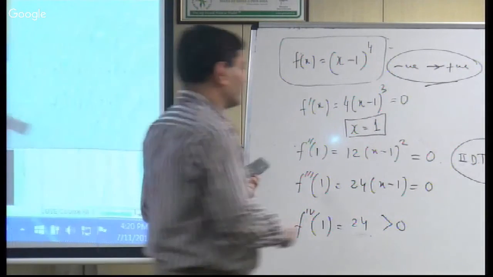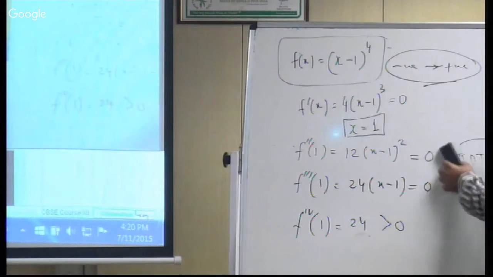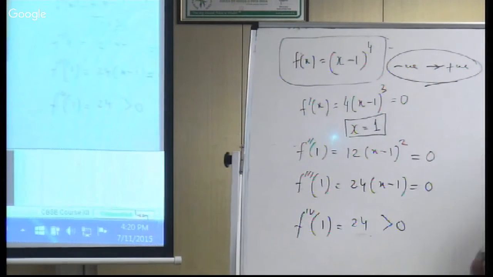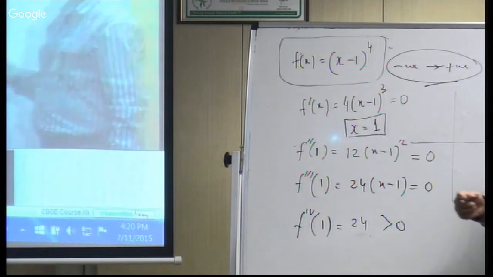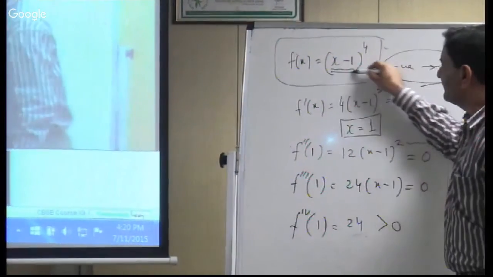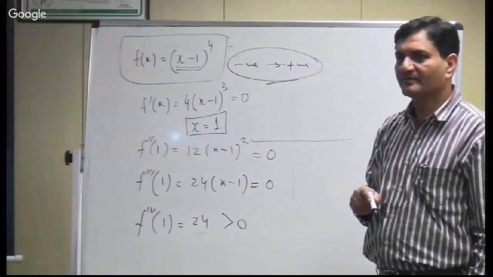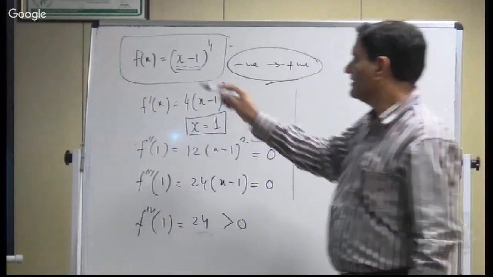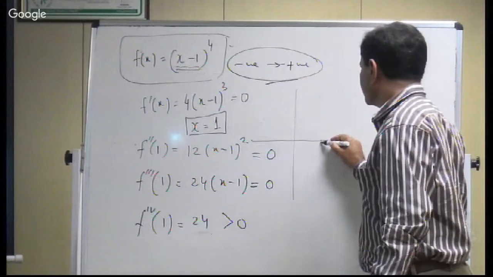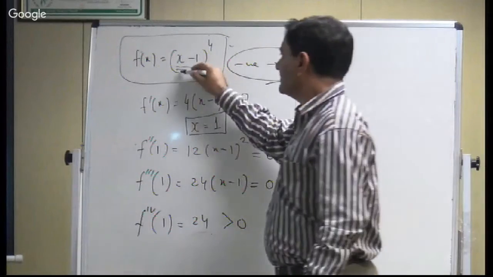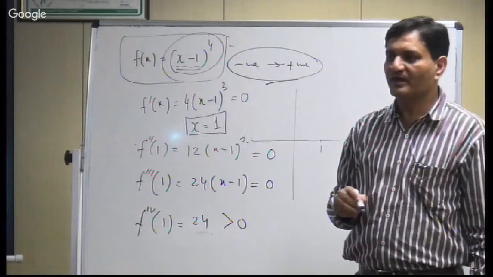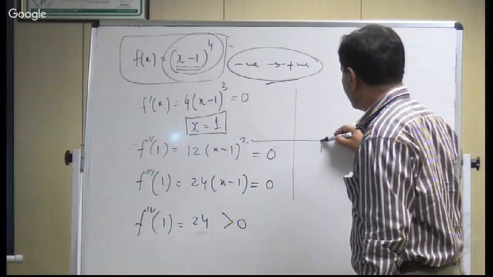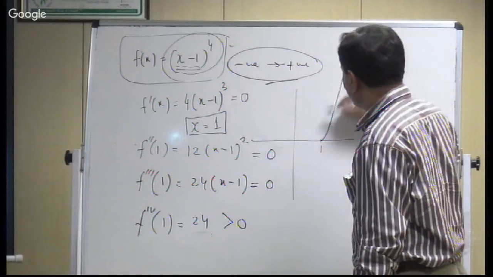And you can even draw the graph. Just a few minutes back one student was asking me how you can solve it with the help of graphs. Now this is where it will cut the x-axis, where y is 0 or f(x) is 0. This is 0 when x is 1. You know the shape of this. It is not a parabola, it is 4th degree. So the shape will be like this.